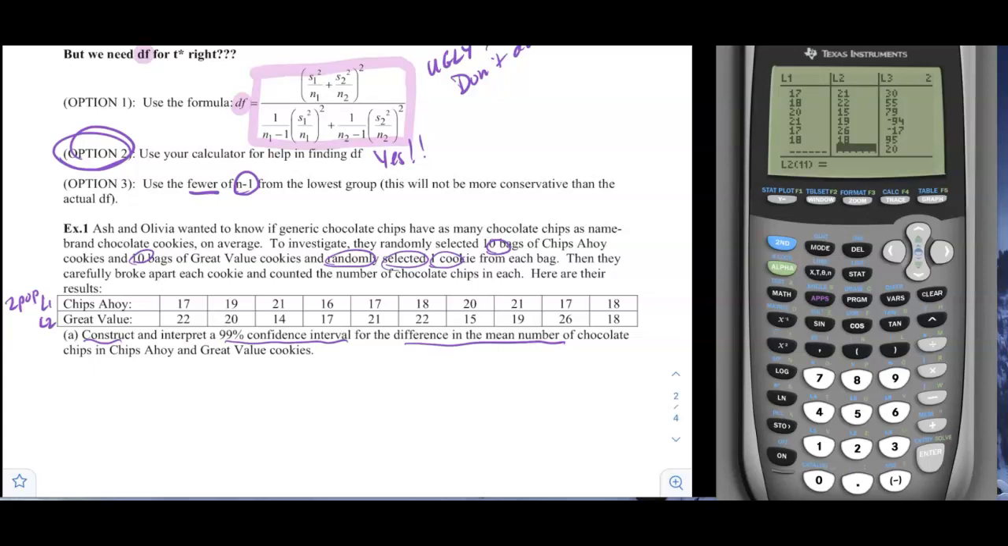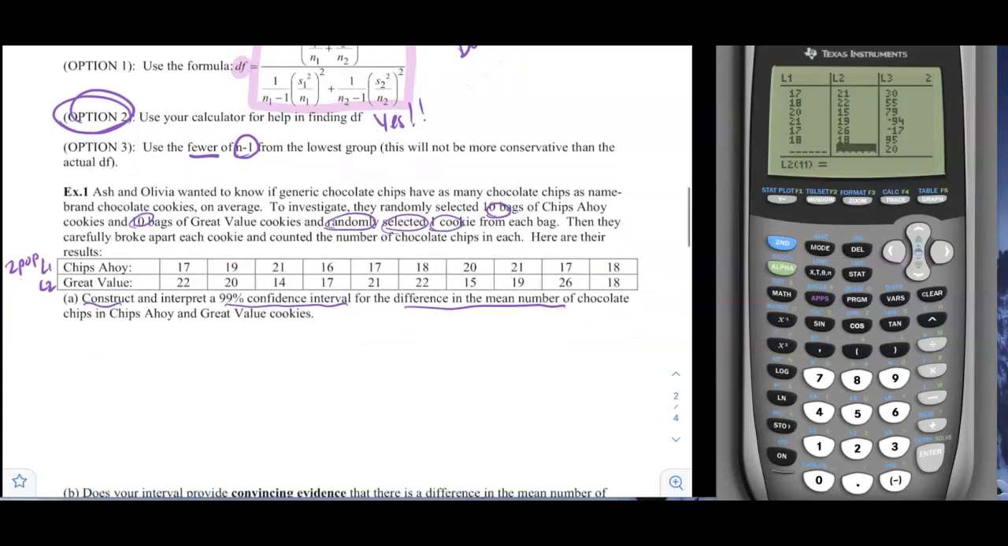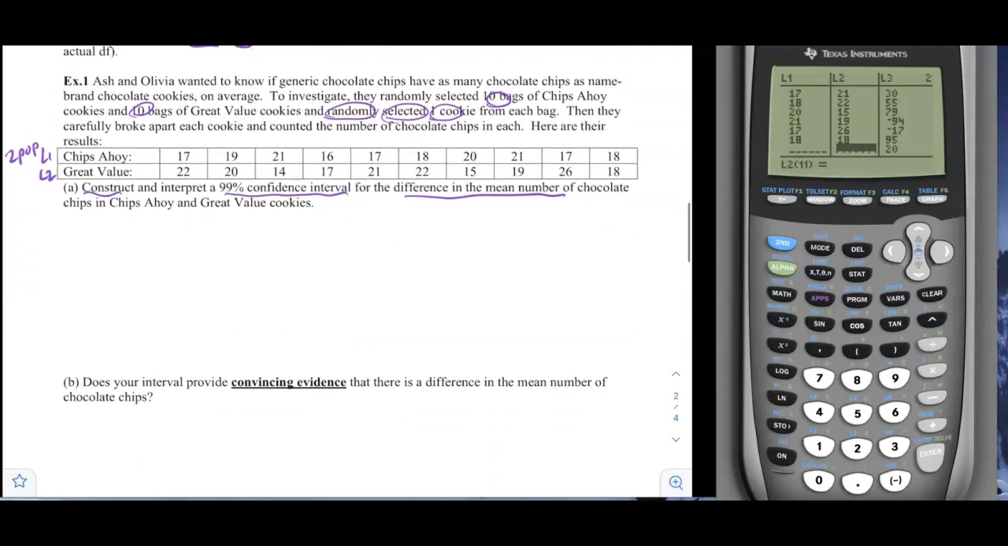I've labeled them here, and now we're going to construct and interpret a 99% confidence interval. So that means we're going to be following the format of PANIC, and we do not have a lot of room to do that. So under the P part for PANIC, we want to tell them what we are using. We are using the true mean difference. So let's just go and do the shorter version.